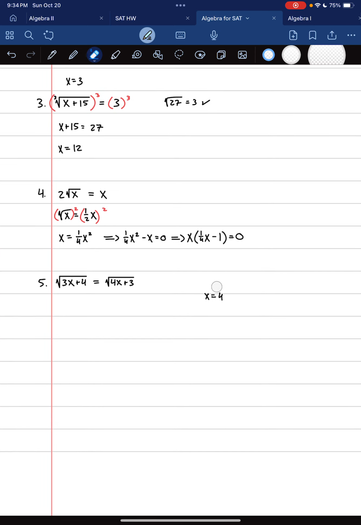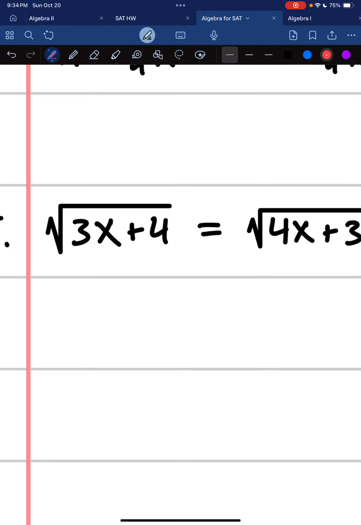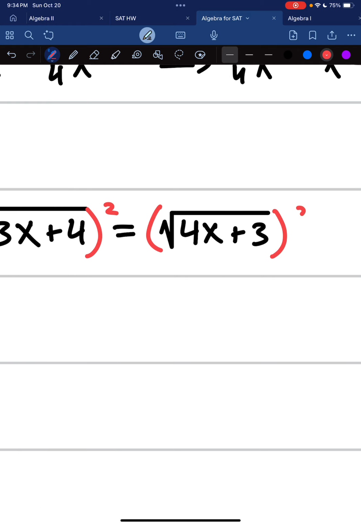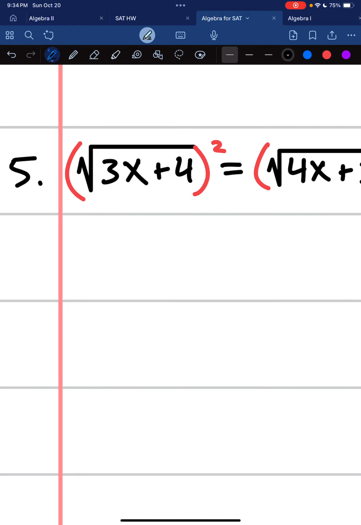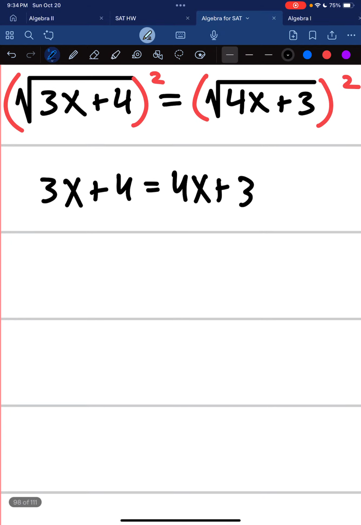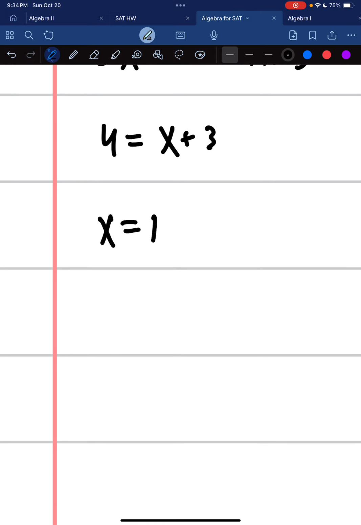Okay. Now we're going to take a look at number 5. In this case, we have 2 radicals, so I'm going to square both sides. That's going to eliminate the radical on both sides, and I end up with 3x plus 4 equals 4x plus 3. I can move all of my x's to one side and all my constant terms to the other side, so I'm going to subtract 3x from both sides, and I get 4 equals x plus 3, and then subtract 3 from both sides, and I get x equals 1.